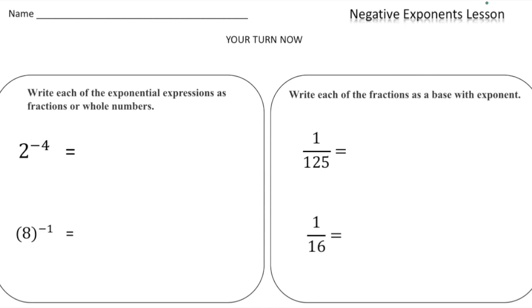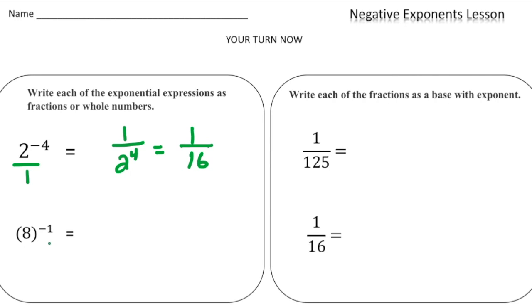Alright, welcome back. Let's see how you did with these practice problems. The first two, you had to write them as fractions or whole numbers. We have 2 to the negative fourth power. Remember, the negative sign means that the base is on the wrong side of the fraction bar. Right now it's in the numerator, so I'm going to bring it down and put it in the denominator. That's going to be 1 over 2 to the fourth power. And 2 to the fourth power is 16, so that equals 1/16.